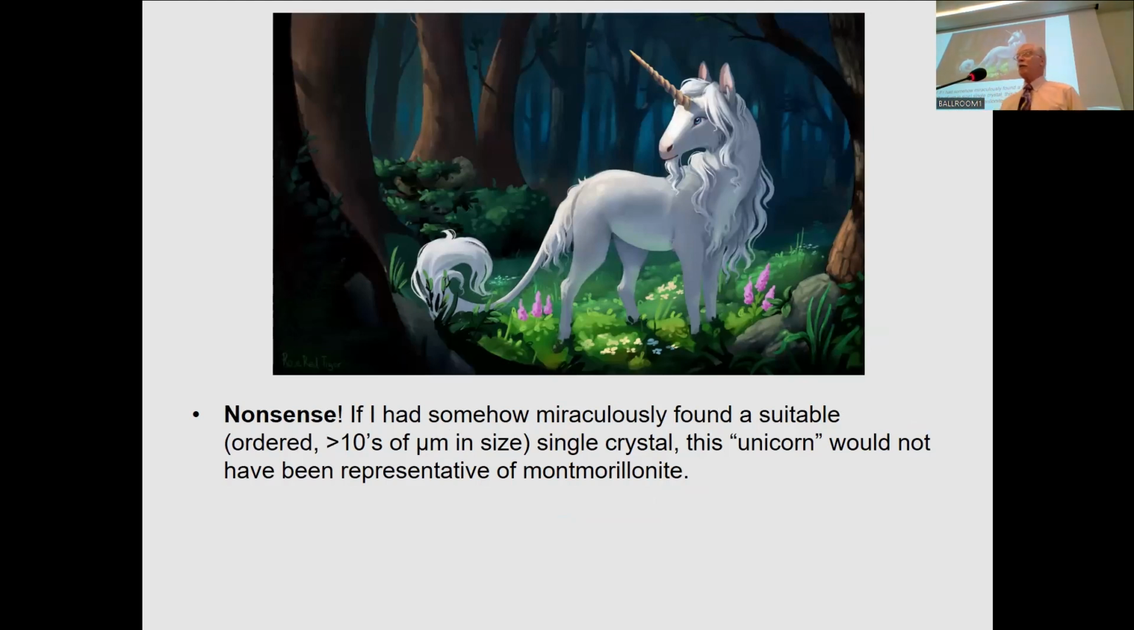If I had somehow managed to find a single crystal of montmorillonite, a nice sizable thing that you could hold in tweezers and look at under the optical microscope, this, what I call unicorn, I think we all know what a unicorn is, this unicorn wouldn't have been representative of smectite at all. And it's something that I as a young student gradually began to recognize. Maybe many of you know that. If you don't know that, it's important to know. I gradually learned to recognize that what makes smectites interesting, useful, valuable, is the fact that they're not ordered.